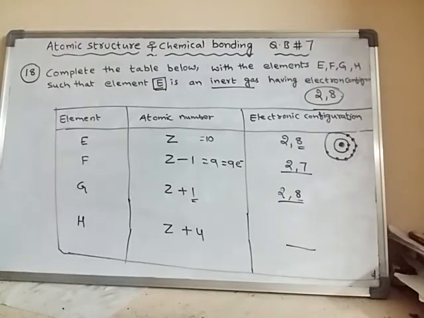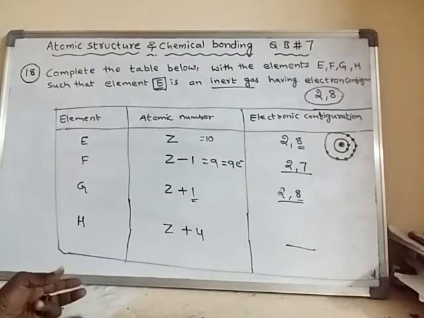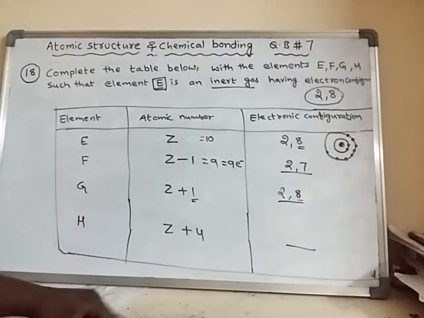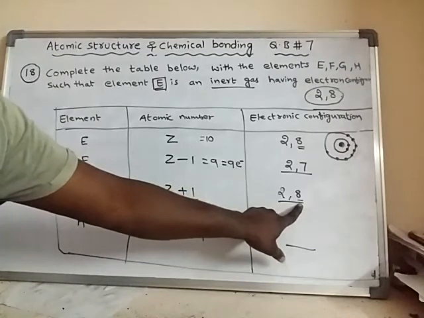If the outermost orbit is having 7 electrons, we may add one more electron. If the outermost orbit is having 6 electrons, we may add 2 more electrons. If the outermost orbit is having 5 electrons, we may add 3 more electrons. But if the outermost orbit is having 8 electrons, we cannot add any more electron, because the maximum capacity of any outermost orbit is always 8 only. Hence we cannot add one more electron to this one.